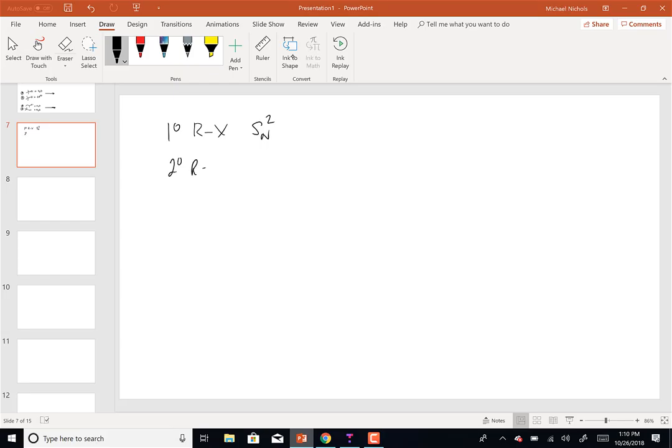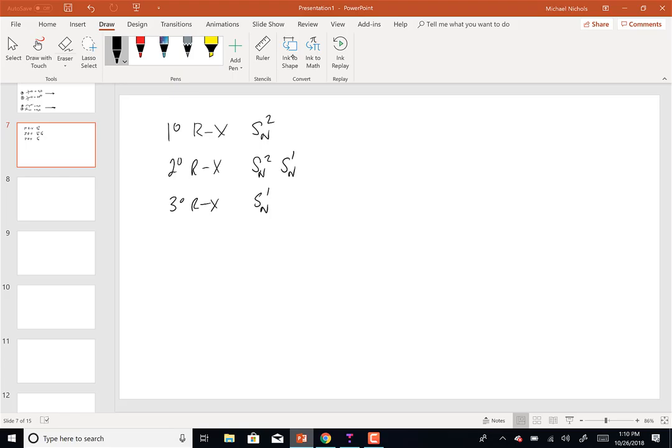Secondary alkyl halide can undergo either SN2 or SN1. It can form a carbocation. It's not too sterically hindered. It could do either one. Tertiary halide, SN1 only. Because it's too sterically hindered to undergo SN2, and it is able to form a stable carbocation.